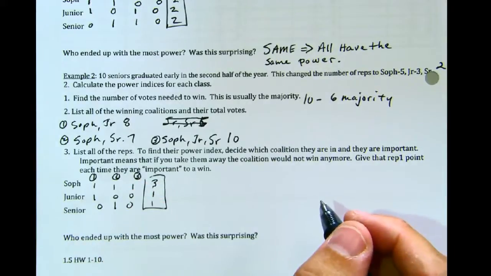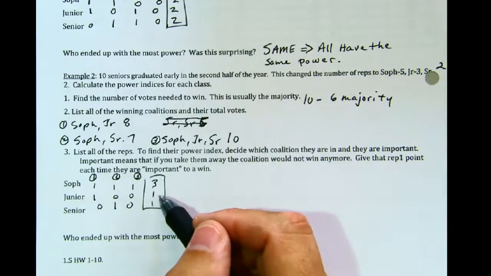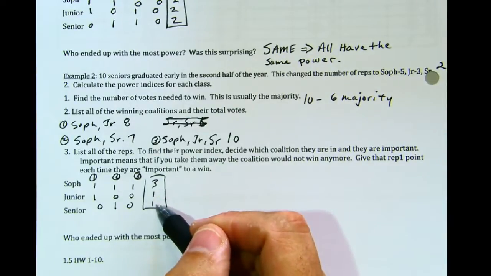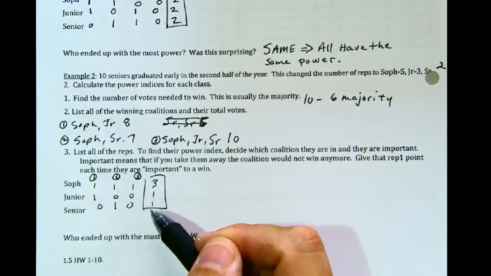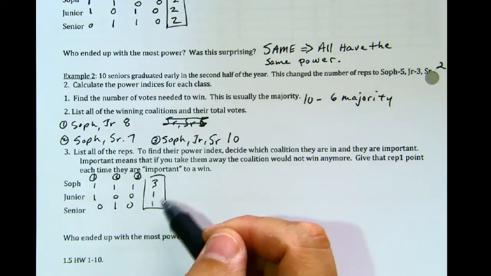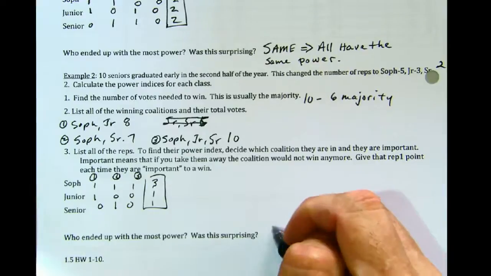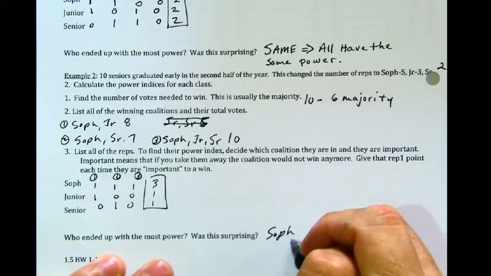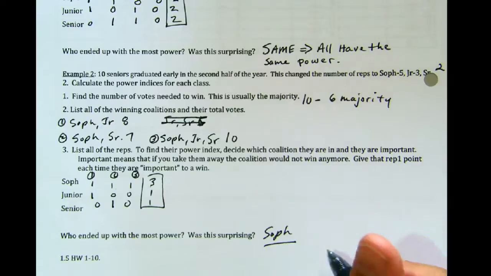So the sophomores now, just because of a slight change, have an incredible amount of power compared to what they used to have. The juniors and seniors cannot win together anymore. And that changes the whole balance of power. So now the sophomores ended up with more power just based upon a slight little change. Now the question is, was this surprising? I don't know if that was surprising to you or not, but we can talk about this more in class.